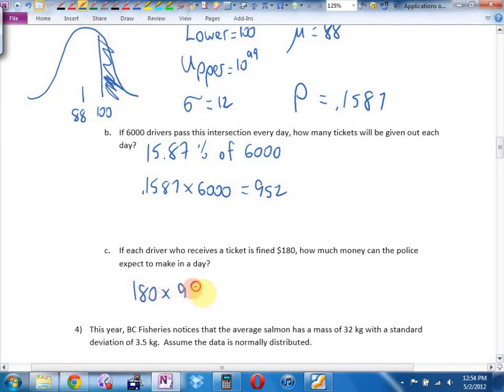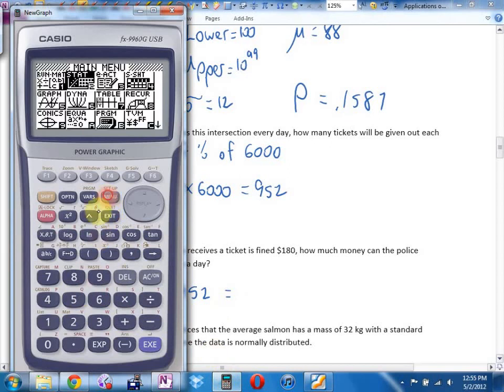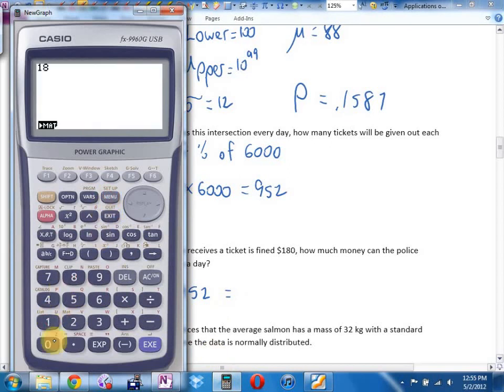If you ever wondered how they do some of these planning a budget a year in advance at the government level, this is some of the math that they would do. How much money will they make per day? I'm kind of curious myself. 180 times 952. I don't know how. I made up the 6,000. I don't know how many drivers go past Harris and Lougheed.